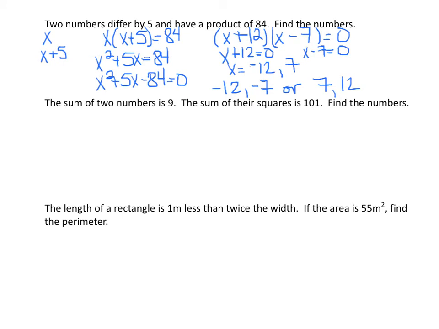All right, so next one. The sum of 2 numbers is 9. The sum of their squares is 101. So we start with, my first number is x. My second has to be 9 minus x, because if I add them together, I get 9 as my answer. The sum of their squares is here. So then I expand. Combine like terms and bring the 101 over.